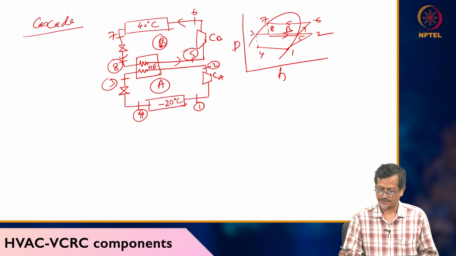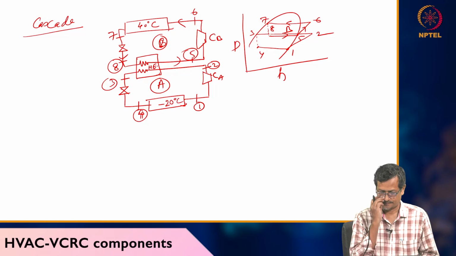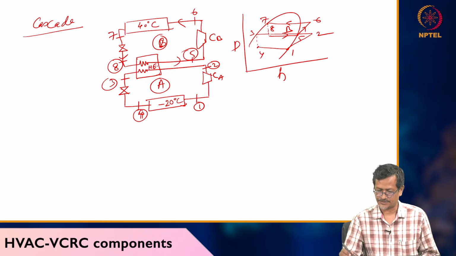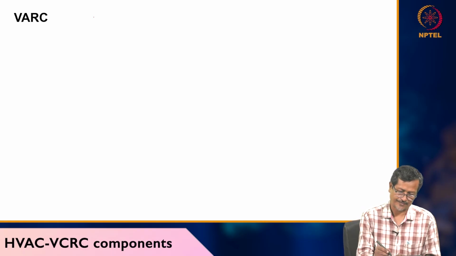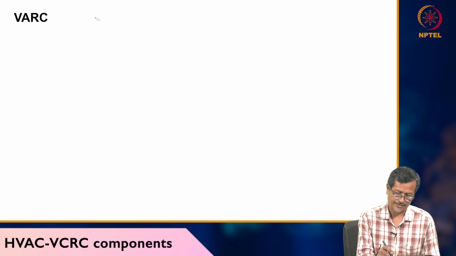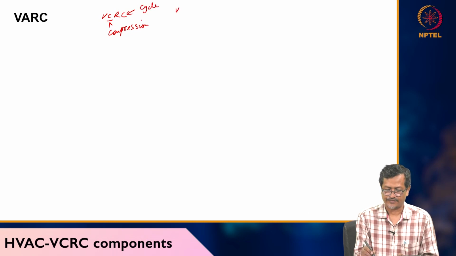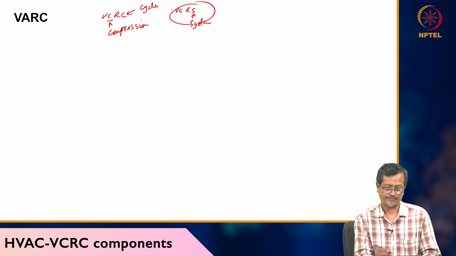So you can see this bottom cycle condenser temperature. Oh, this is pressure, so it doesn't matter, this is the pH diagram. Okay, fine. Till now we have discussed only VCRC, the vapor compression refrigeration cycle. Sometimes I write VCRS also, S means system. Now I will discuss VARC, the vapor absorption system.